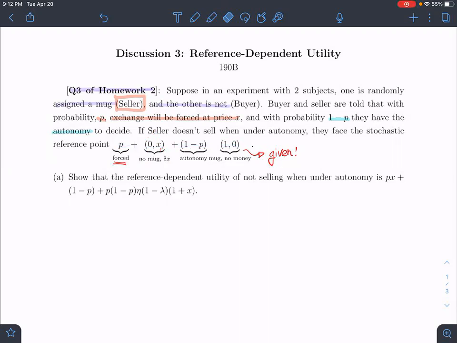Because he decided not to sell the mark, in the autonomy case he has freedom to choose, freedom not to sell the mark. So he will keep his 1 amount of mark and get 0 amount of money. So this is our reference point. Any questions? I guess everyone understands the setting of this question.